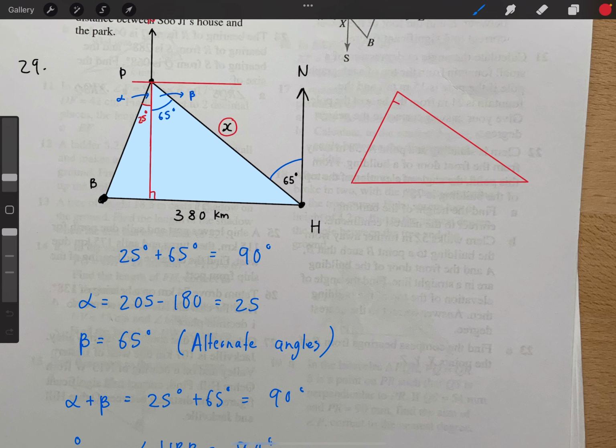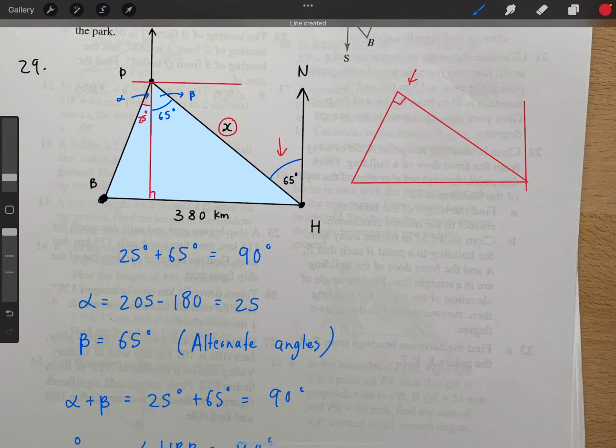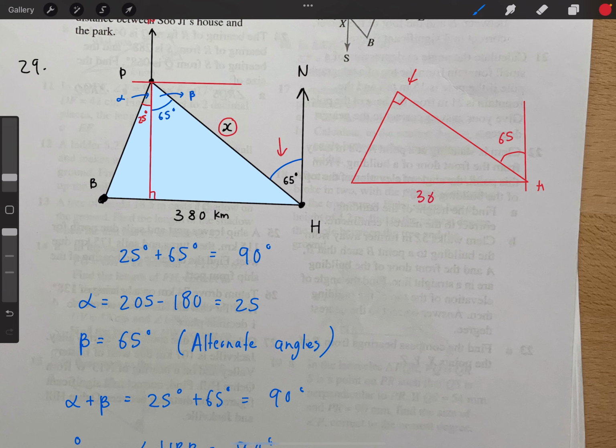Now this one we've already proved to be 90 degrees. So if that's 90 degrees, what else do we have? This is the true north of the home, and we found this to be 65 degrees. So that's 90, 65. This is 380 meters, and this is x. So we figure out this angle here. This will be 90 minus 65, which is 25 degrees. There we go, we have all the things we need.